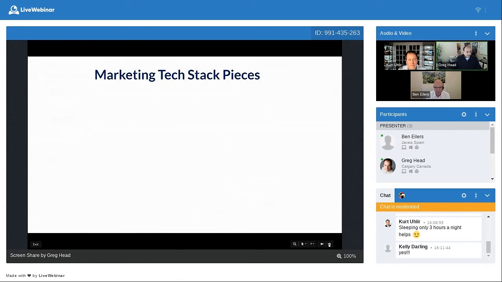So let's jump to the marketing tech stack pieces. There are 6 pieces to really consider when you're building your marketing tech stack. The first one is the CRM. It is the foundational piece, and it's the piece that's going to contain all of your contacts, whether those are new leads or sphere or past clients. It's all got to converge in your CRM.